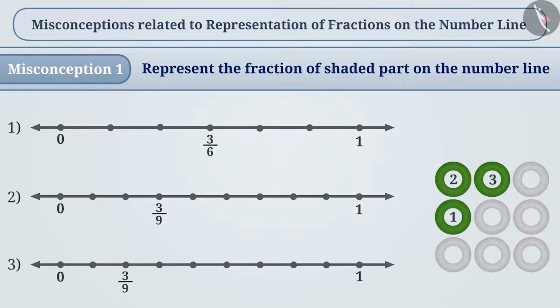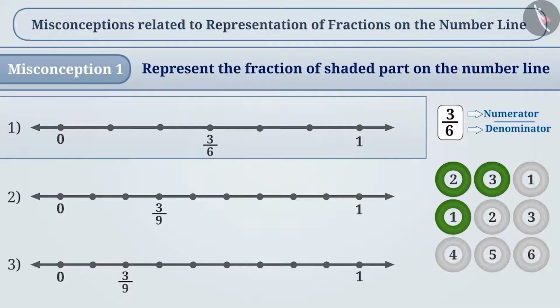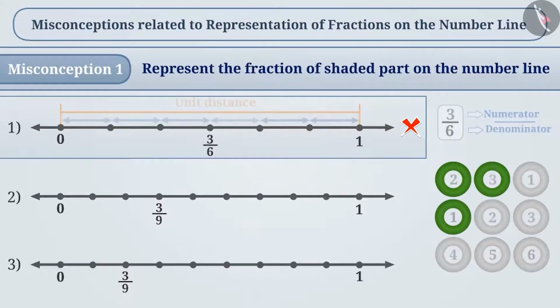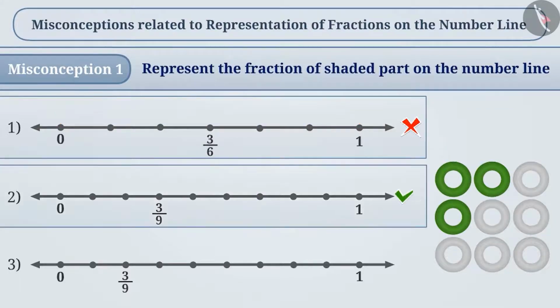As the 3 parts in the given figure are shaded, the numerator is 3 and the remaining 6 parts is taken as the denominator and the fraction is represented as 3 by 6. To represent this on the number line, a unit distance is divided into 6 parts and out of these 3 parts are taken to express the fraction. This is a misconception.